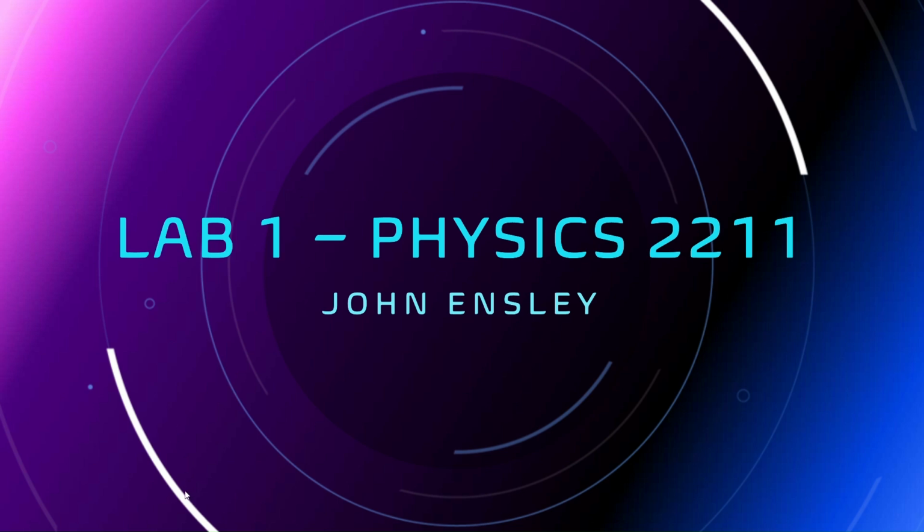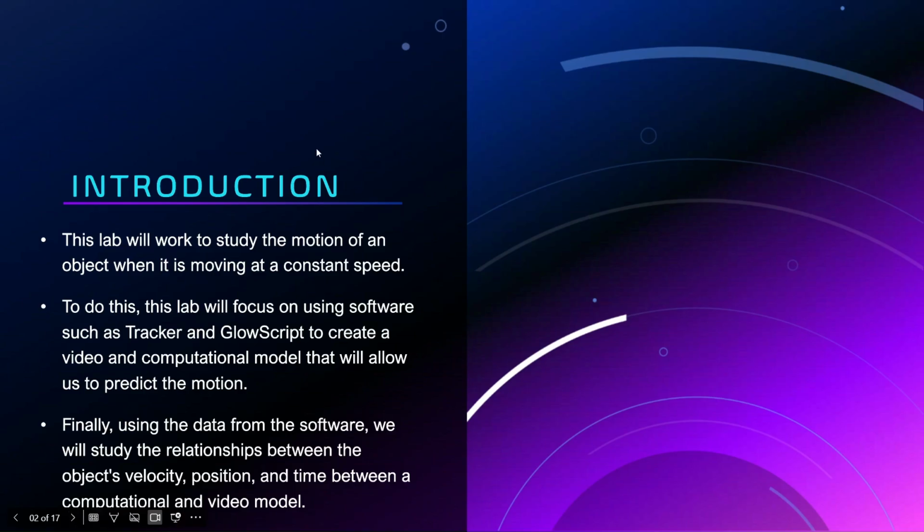Alright, this is Physics Lab 1, Constant Velocity by John Ensley. So we're going to be looking at constant motion, constant velocity, and then we're going to use Tracker and GlowScript to create two models, one observed, one predicted, and we're going to compare those.